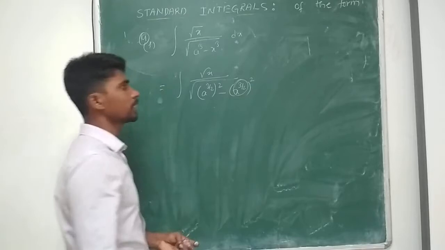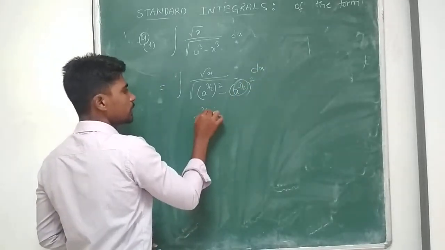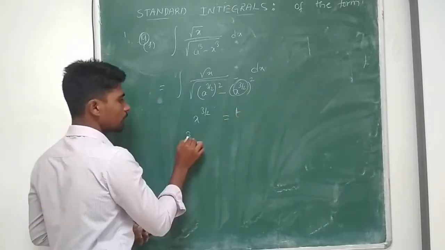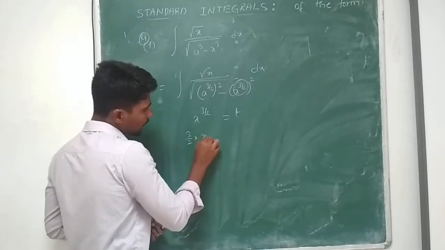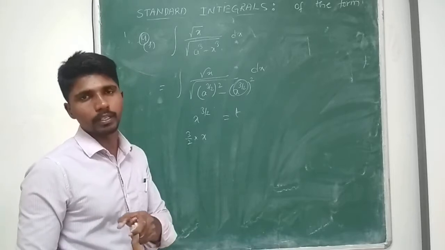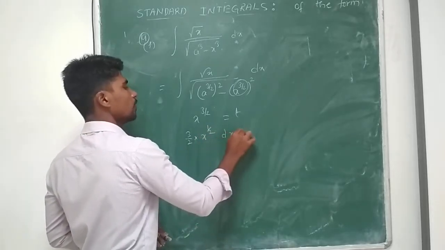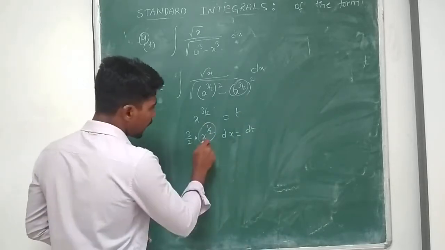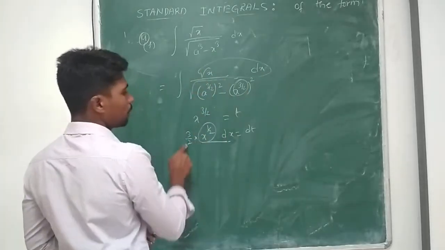So now put this particular part as t. So x power 3 by 2 equal to t. Derivative of this particular thing: 3 by 2 into x power 3 by 2 minus 1. 3 by 2 minus 1 is nothing but 1 by 2. So x power 1 by 2 dx will be equal to dt. So x power 1 by 2 is nothing but root x. So it is available in our given problem. Root x dx is available, but 3 by 2 we don't have.